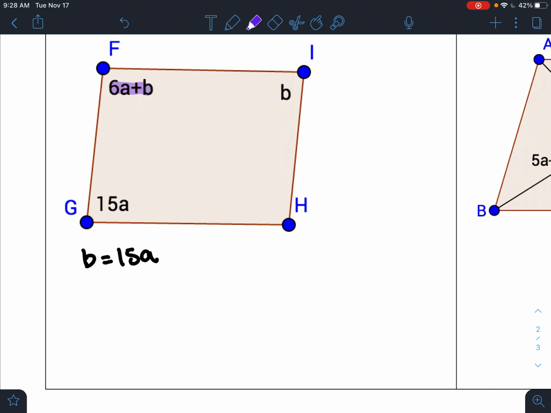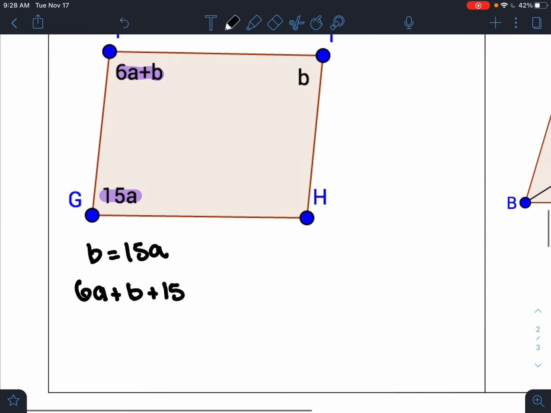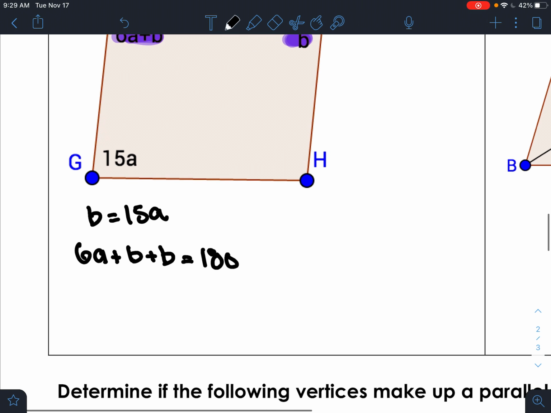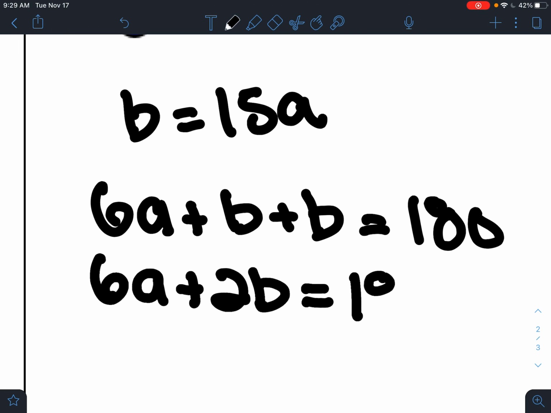So then now what I'm going to look at are these two angles right here. And what I know is if I want this to be a parallelogram, then the consecutive angles have to be supplementary. So I'm going to add 6A plus B plus 15A. Actually, no, I'm instead going to make this a little bit easier. You could do it that way. I'm actually going to look at these two angles, 6A plus B and that B. And it's the same kind of conversation, where I'm going to add them up and set them equal to 180. So I'm going to do 6A plus B plus B is equal to 180. So I'm going to get 6A plus 2B equals 180.